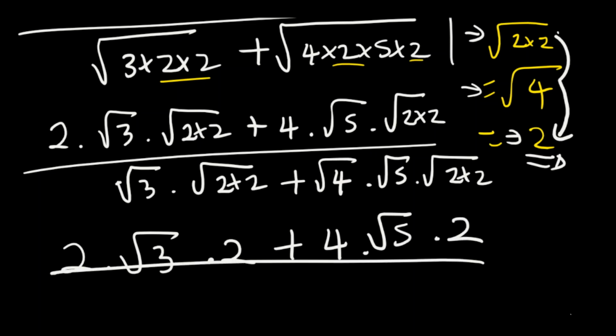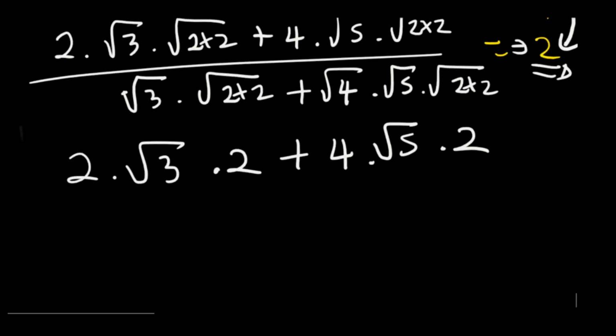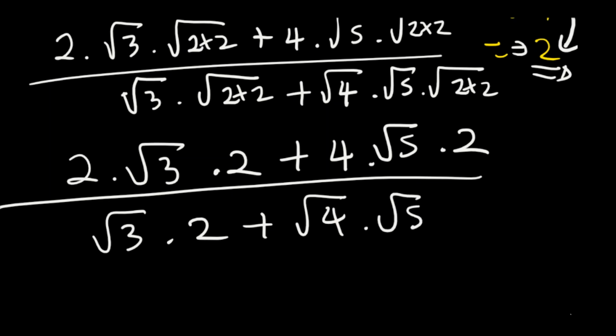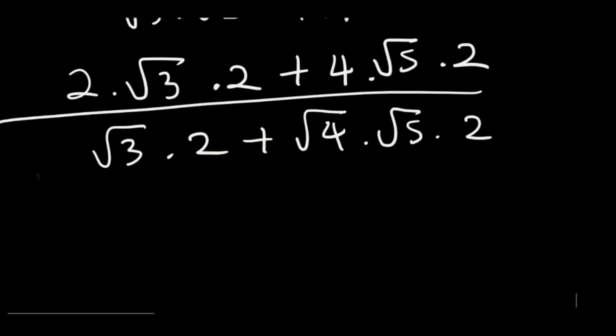Multiplied by root of 3 multiplied by 2 plus 4 multiplied by root of 5 times 2, divided by root of 3 multiplied by 2 plus root of 4 multiplied by root of 5 multiplied by 2, right? And then from here, you're having root of 4, which is 2. So it's 2 root of 3.